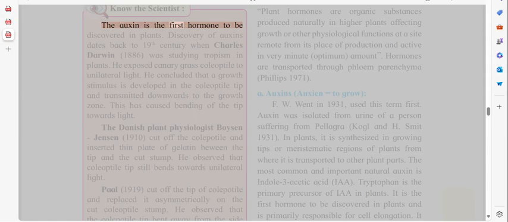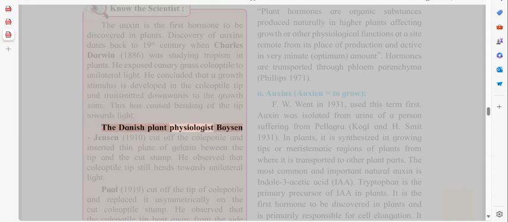Know the scientist. Auxin is the first hormone to be discovered in plants. Discovery of auxins dates back to the 19th century when Charles Darwin, 1886, was studying tropism in plants. He exposed canary grass coleoptile to unilateral light. He concluded that a growth stimulus is developed in the coleoptile tip and transmitted downwards to the growth zone. This caused bending of the tip towards light.